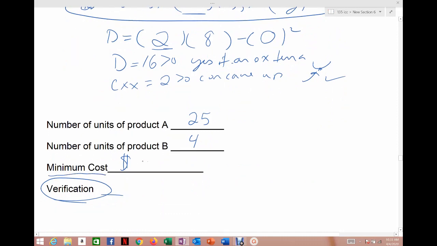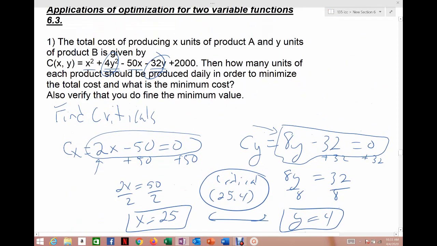Now I find the minimum cost by taking my 25 and my 4 and plugging it back into, remember, all the way up top, this original expression. This is the function that I'm going to plug my critical value into. For the x, I'm going to plug 25 in. For the y, I'm going to plug 4 in. And just make sure you're careful. It's really easy to accidentally mistype one of those or miss a negative or something. It's something I would do. So always check my answer. Make sure I typed it in correctly as well.